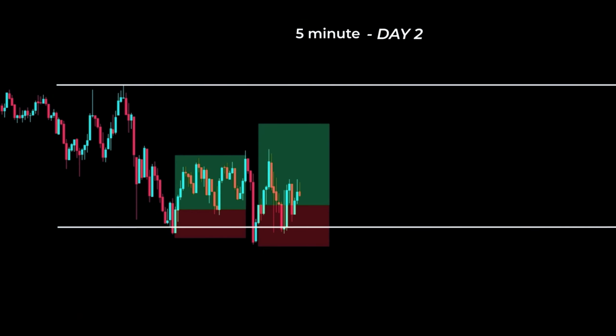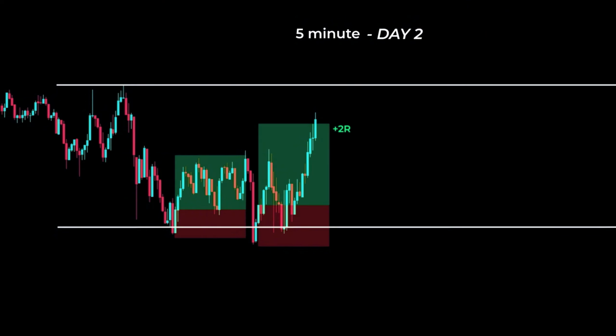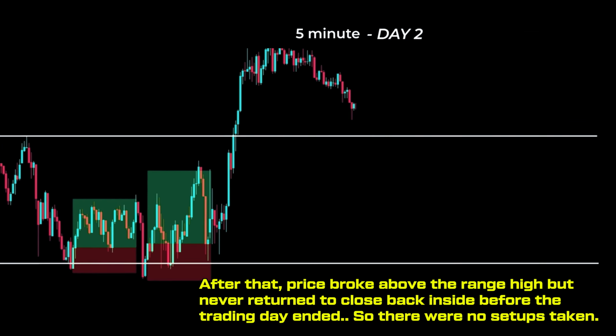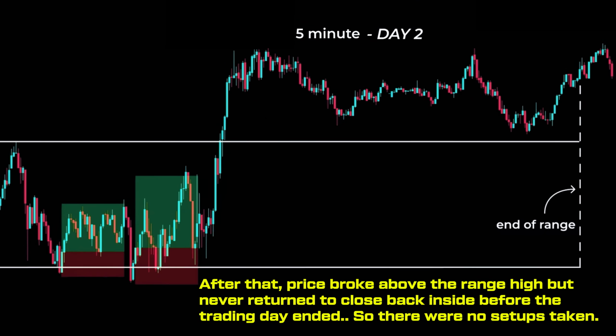We followed the same risk management rules, and once again, the market reached our take profit target, producing another 2R winning trade. After that, price broke above the range high, but never returned to close back inside before the trading day ended. So there were no setups taken.